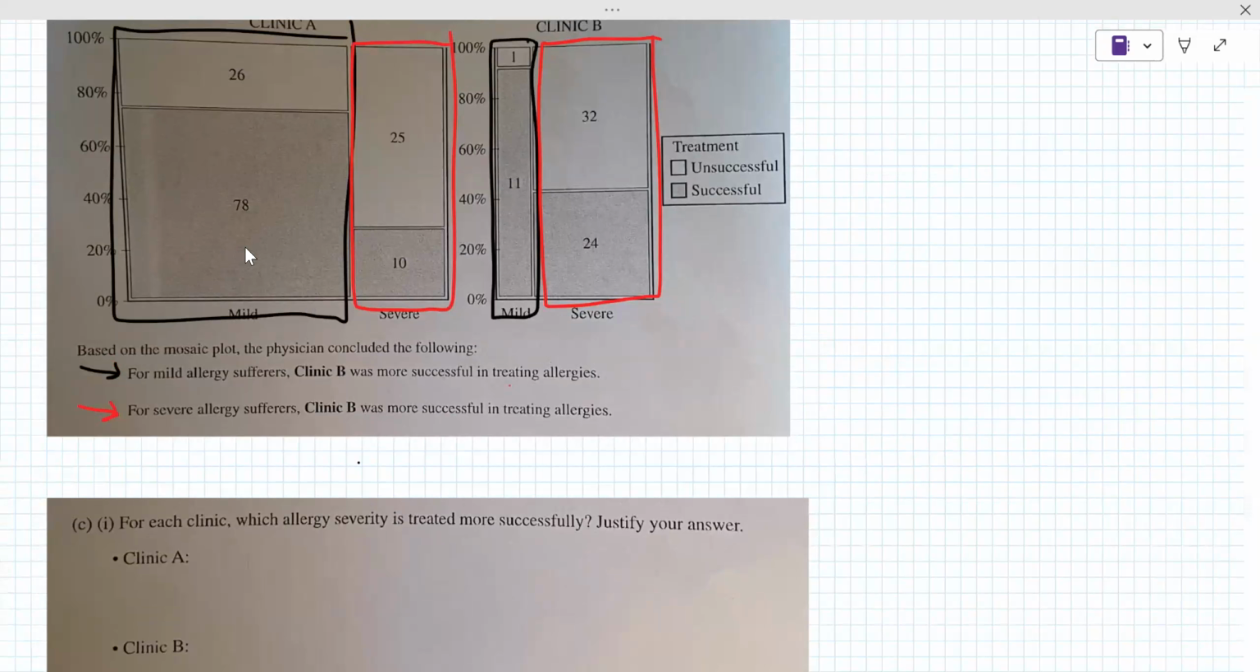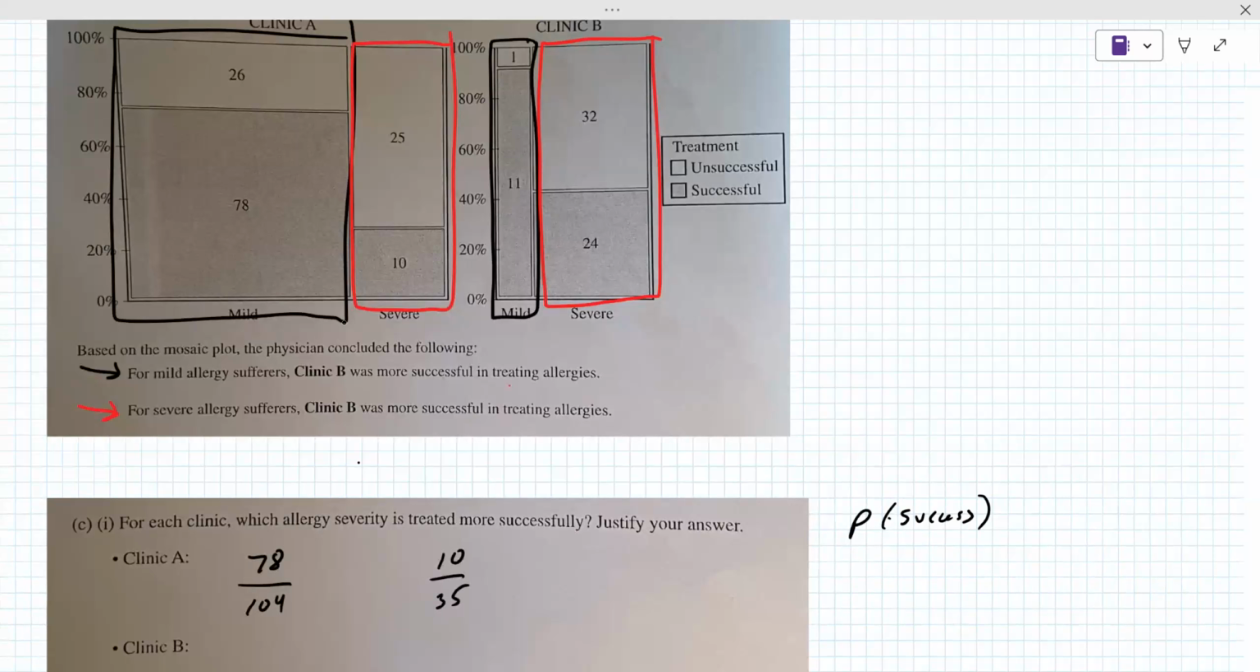Clinic A, Clinic B. So they're asking, does A do a better job of treating mild or severe? Okay, I see. So they're saying just look at A, and decide which they do a better job of. Their probability of success, which is what we're looking at here for each, in A is 78 out of 104 for mild. And for severe, it's 10 out of 35.